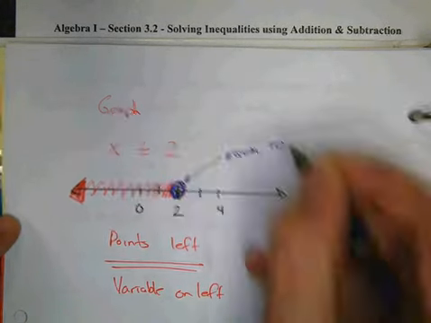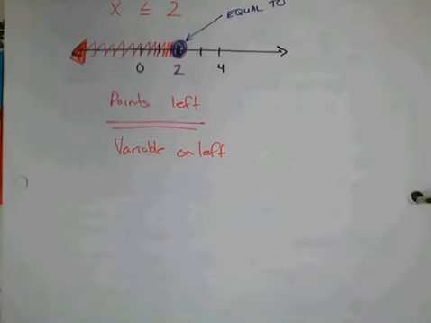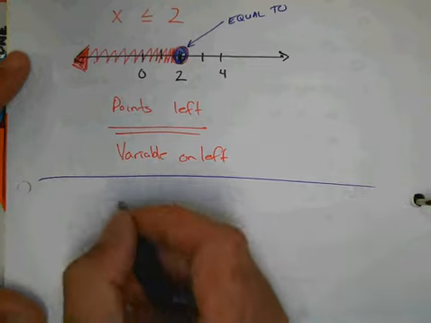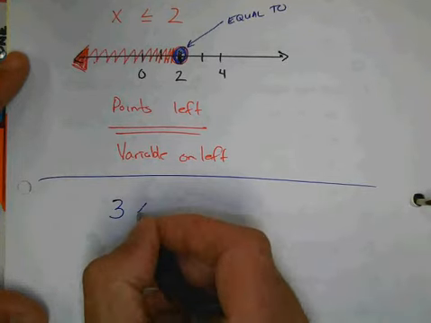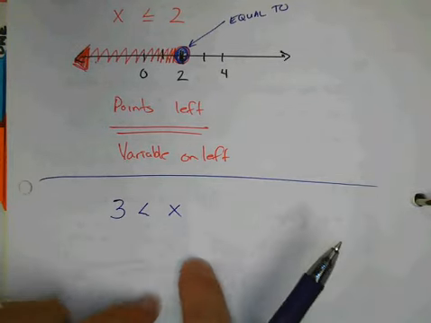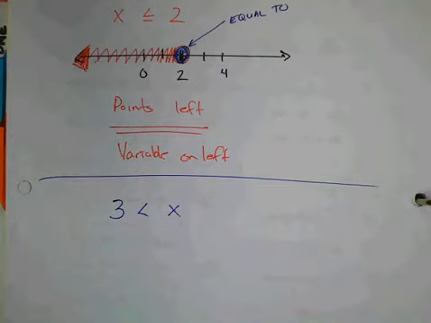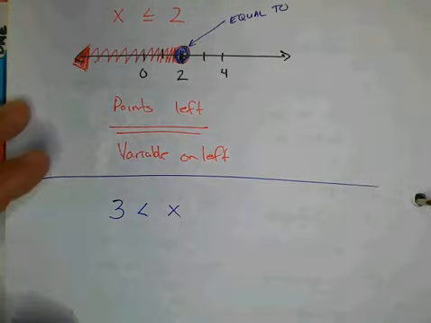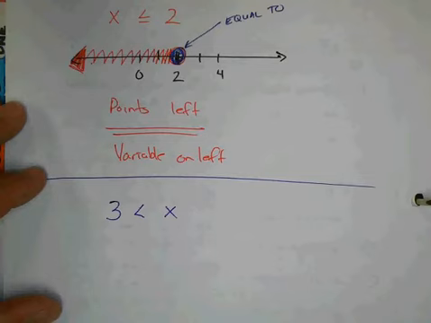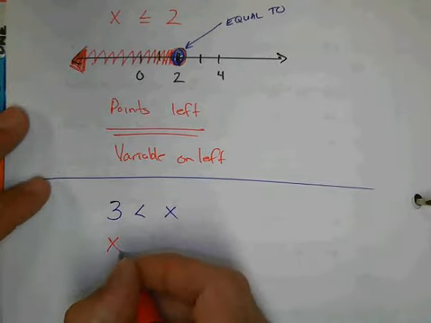All right, idea 1. Okay, slide to the bottom of the page. Idea 2. How is that different? 3 is less than x. What do we need to do? How do we need to change it? What do we need to rearrange? Brittany? Okay, so read this backwards for me. x is greater than 3.